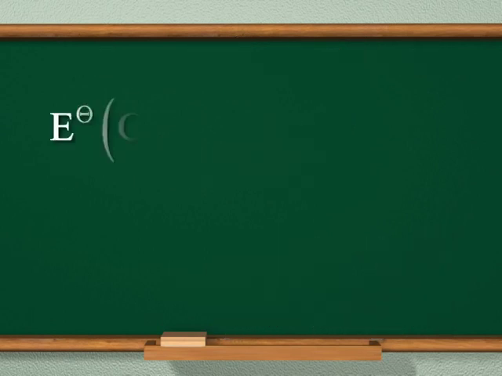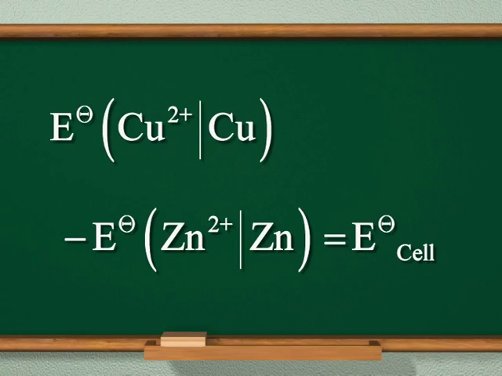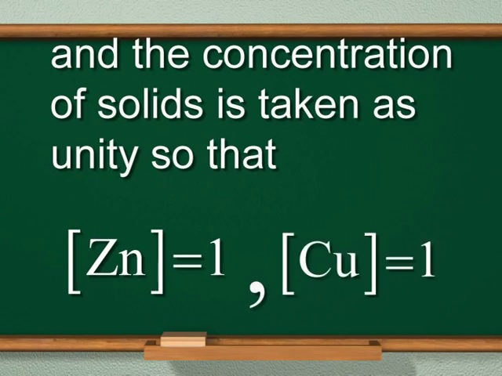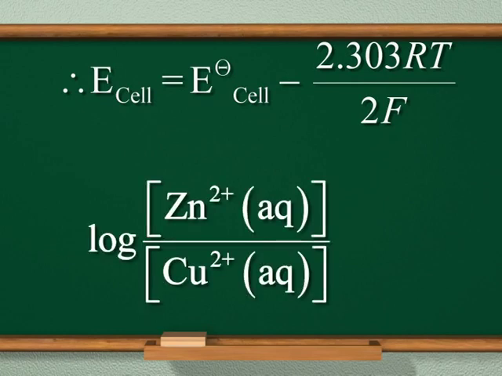Now we know that standard electrode potential of copper minus standard electrode potential of zinc is equal to EMF of the cell, and the concentration of solids is taken as unity, so that concentration of zinc metal is equal to 1 and concentration of copper metal is also equal to 1. Therefore, we can say that EMF of the cell is equal to standard potential of cell minus 2.303 multiplied by R multiplied by T divided by 2 multiplied by F multiplied by log of concentration of zinc ions in aqueous state divided by concentration of copper ions in aqueous state.